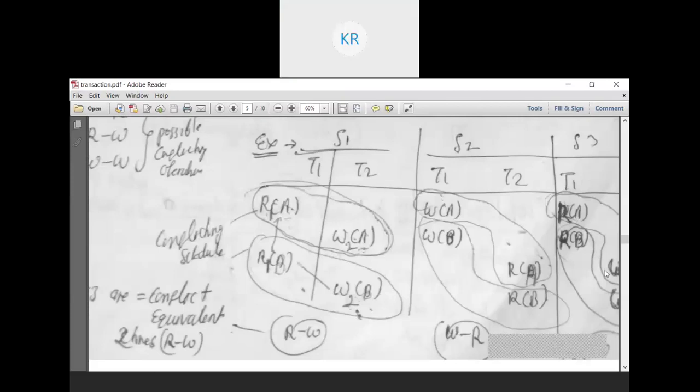Here also there is a read-write conflict from transaction T1 to transaction T2. Here it is read B, write B, a read-write conflict from transaction T1 to T2. So here also read B and write B conflict from transaction T1 to T2. So we can say these schedules are conflict equivalent schedules.